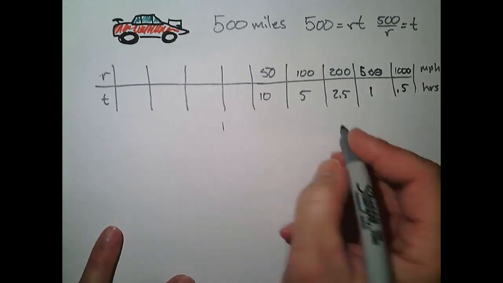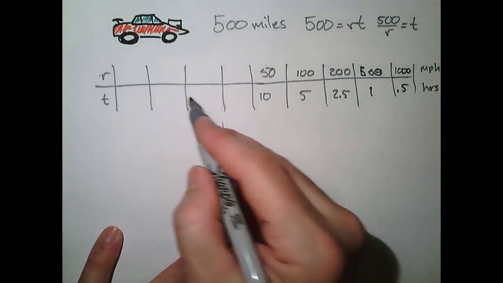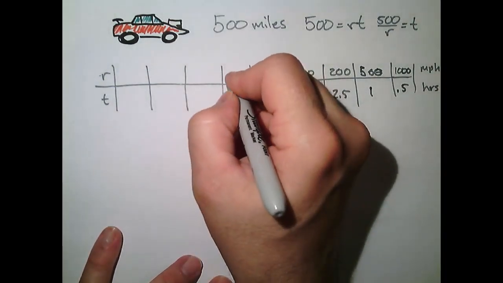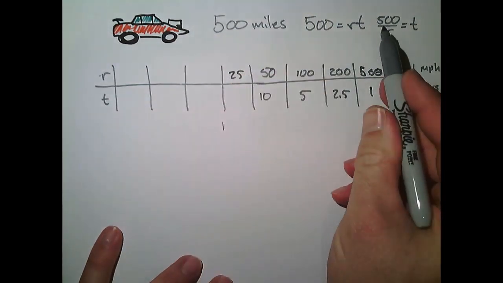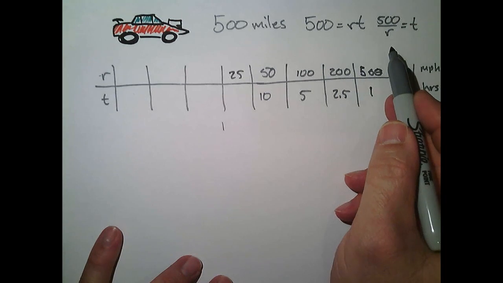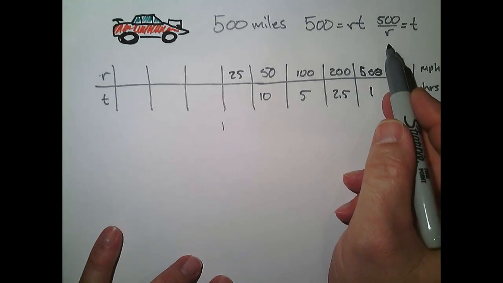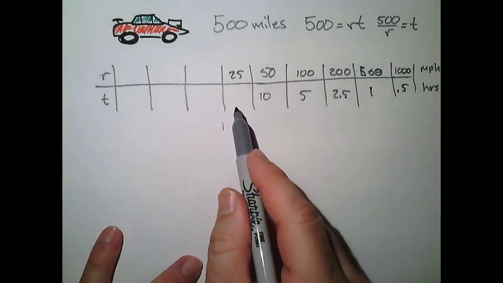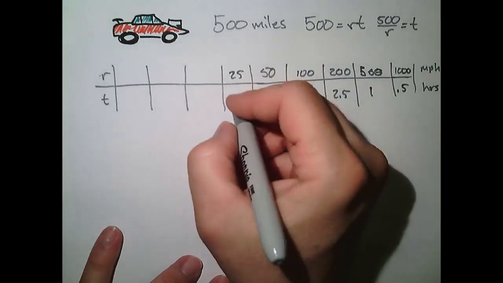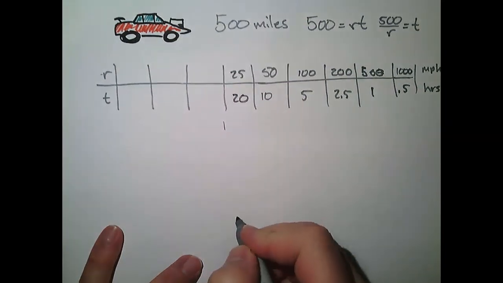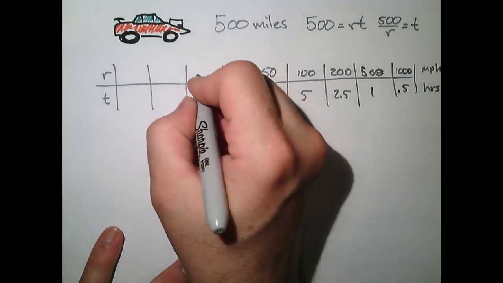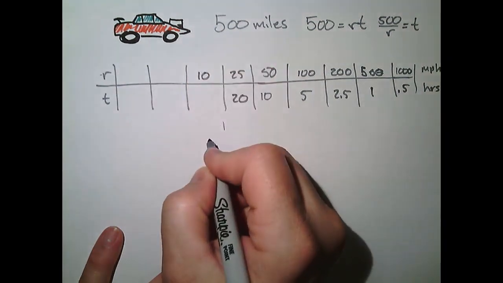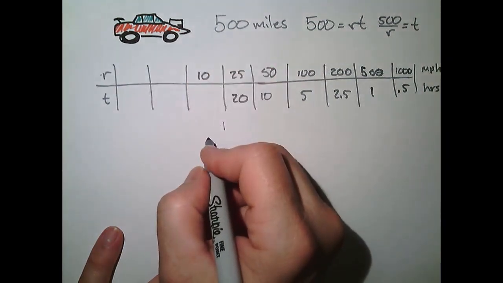And in the other direction, let's go the other way. Let's say grandma's driving and we're doing 25 miles an hour. Well, 500 divided by 25 is going to be what? It's going to be 20. It's going to take us 20 hours. Grandma, you're killing me. Now, suppose we're having major engine problems and we're doing 10 miles an hour.